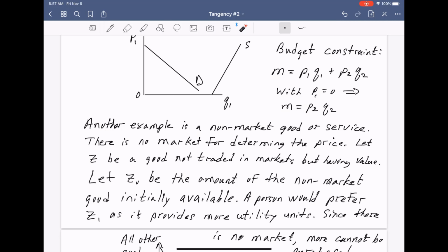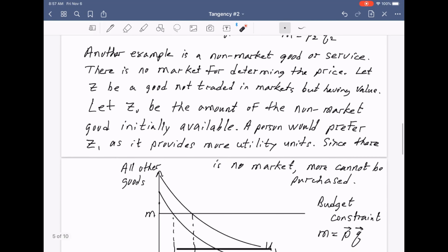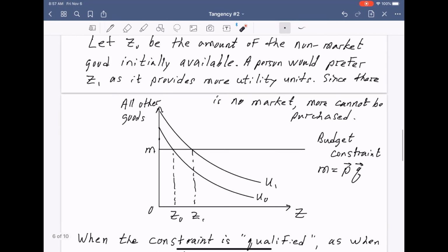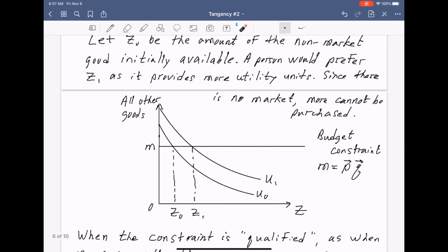So let Z0 be the amount of some non-market good that's initially available, and a person would prefer to be at Z1, a higher level of the good in question, because it'll provide more utility. But since there's no market, more cannot be purchased. So you can't go out and purchase grizzly bears and leave them out in the wild.